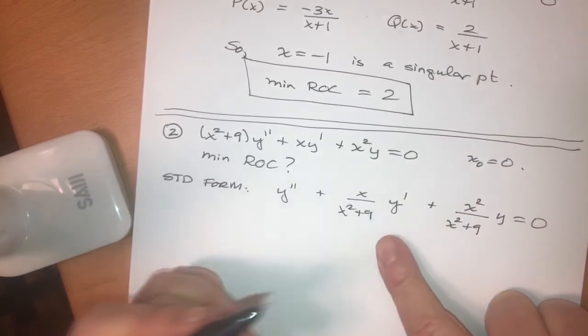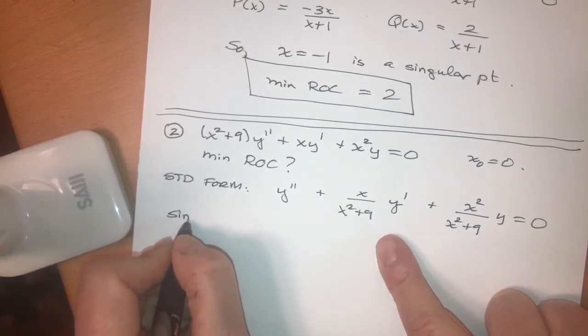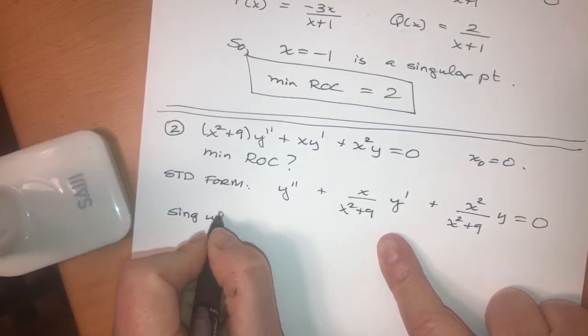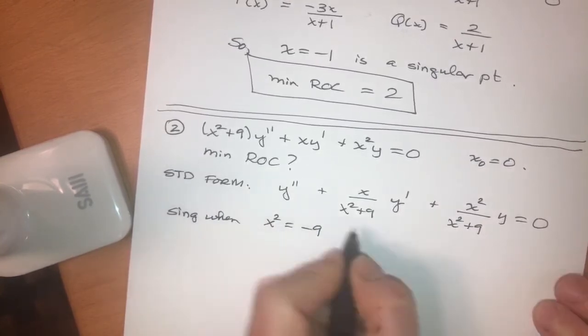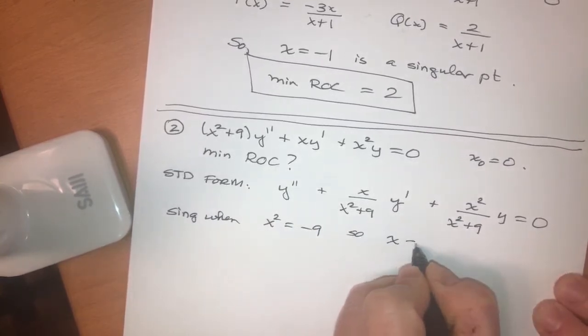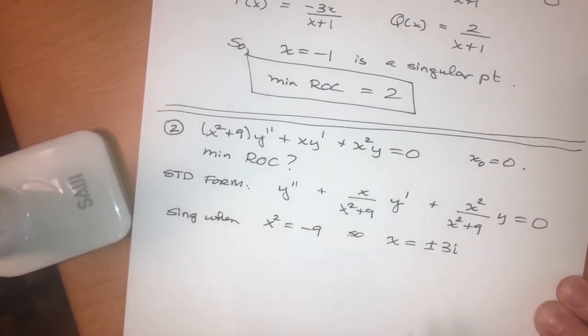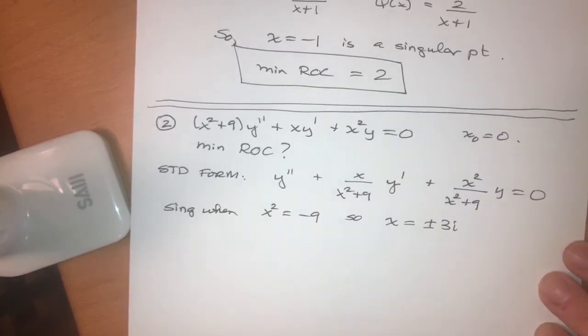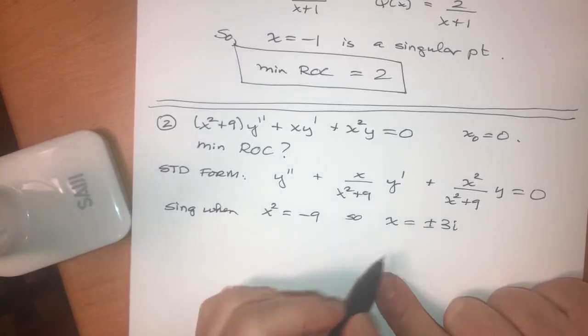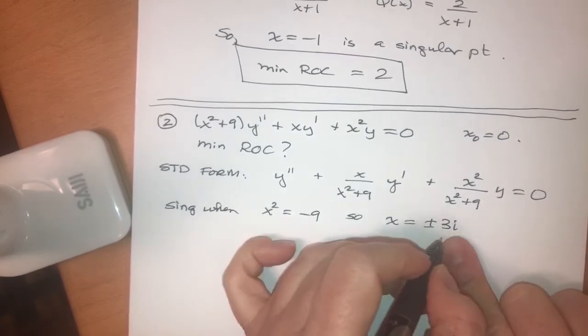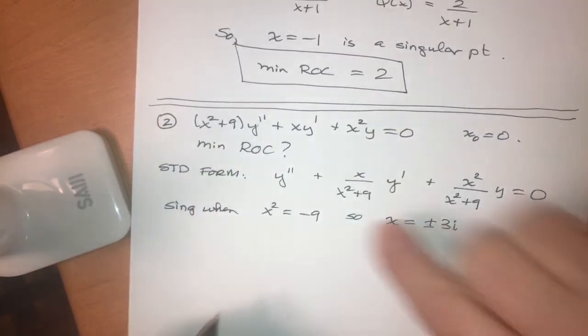So what are the singularities? The singularities are going to be where the denominator equals 0. So those are your singular points. So you have 2 complex singular points. But what you need to look at is how far apart are these points? So you look at that and you say, well, wait a minute, that's 3i and that's 0. How do I know how far apart they are?